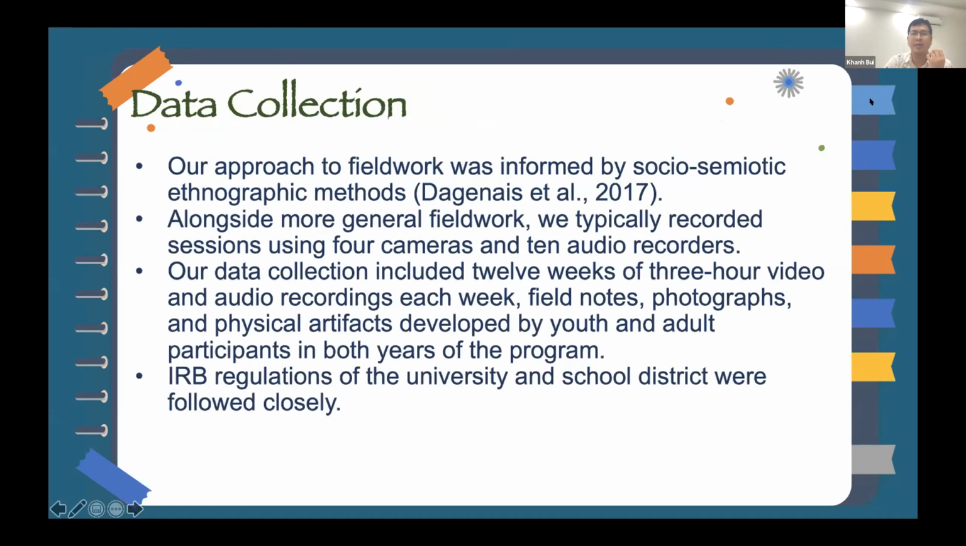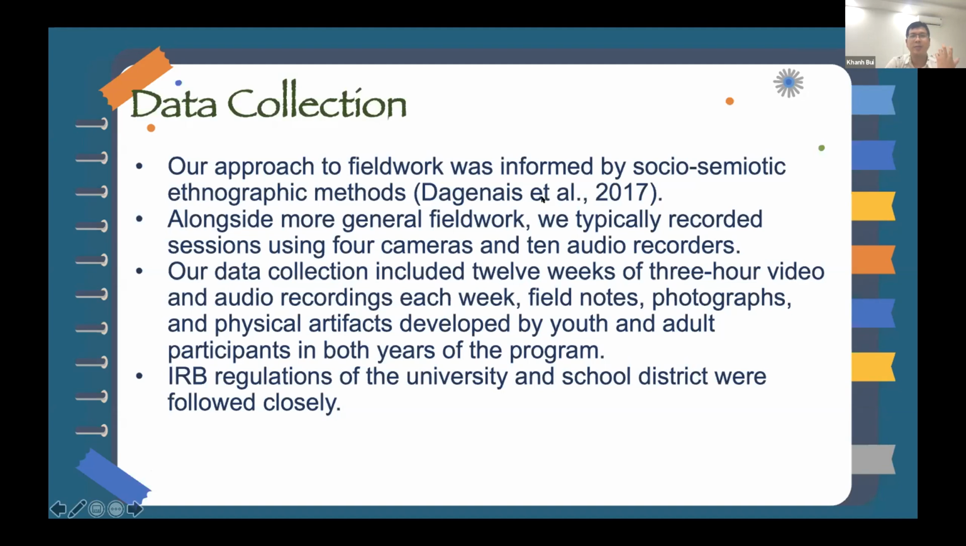Talking about our data collection. In order to see how kids make meaning, and since it's a 15-week project, we use social semiotic ethnographic methods so that we can work with the youth, learn more about them, and see how they make meaning as well. We also use videos a lot, in order to see how they use different modes.